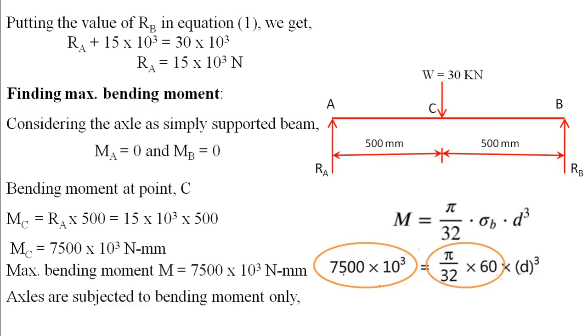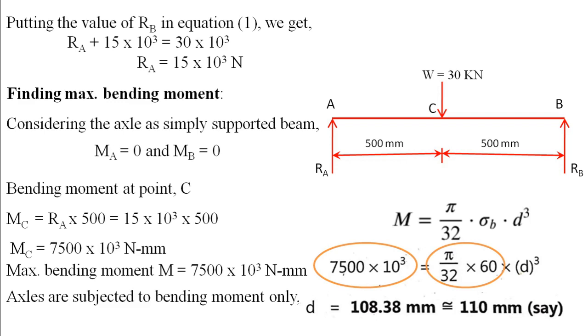From that we will get the d cube value. After that, in your calculator press the cube root button and press answer. Then we will get the diameter. We will get the diameter as 108.38 mm. Means we can say it as 110 mm.